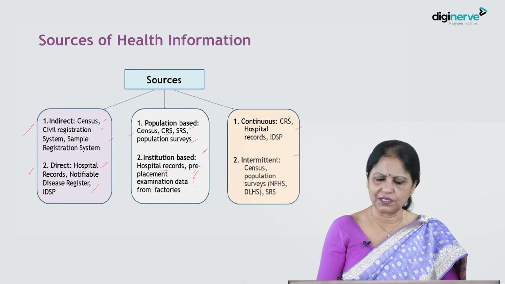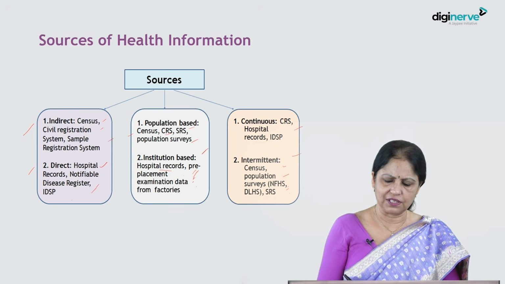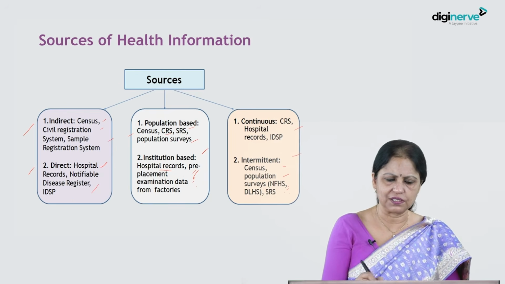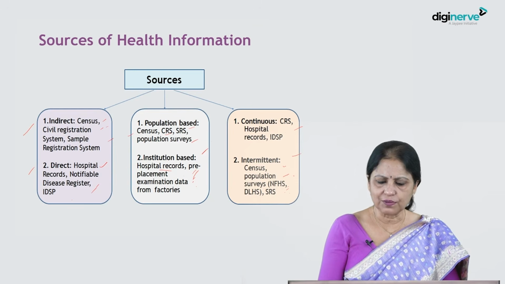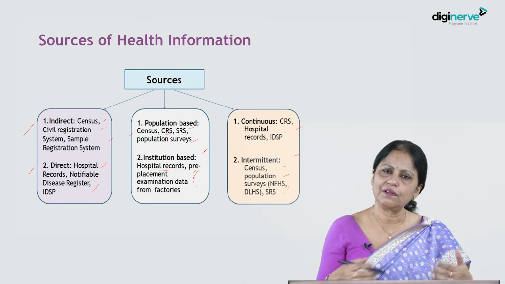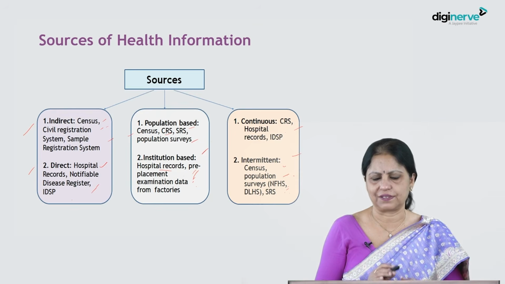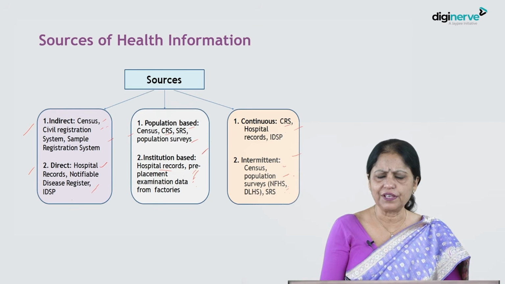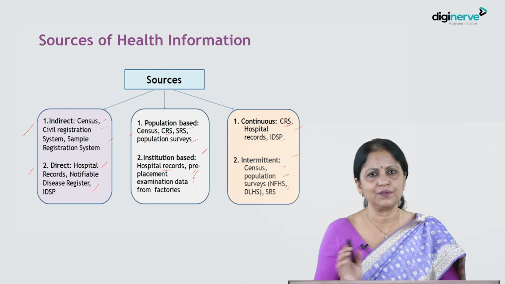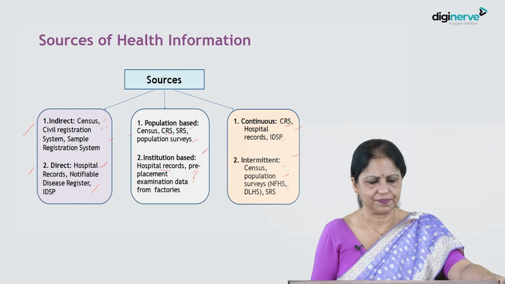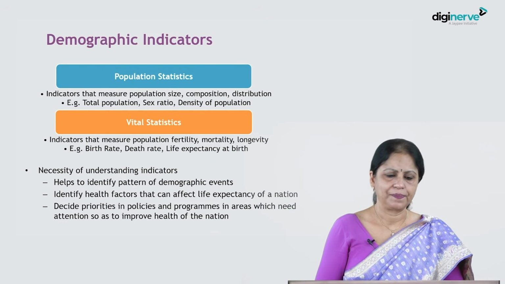So here you see intermittent as census, population surveys, NFHS, DLHS, SRS, means all these indirect or population based sources. And the continuous ones are those which are happening regularly as a continuous activity. So civil registration system, hospital records, IDSP, these are continuously providing the data and building up the database.